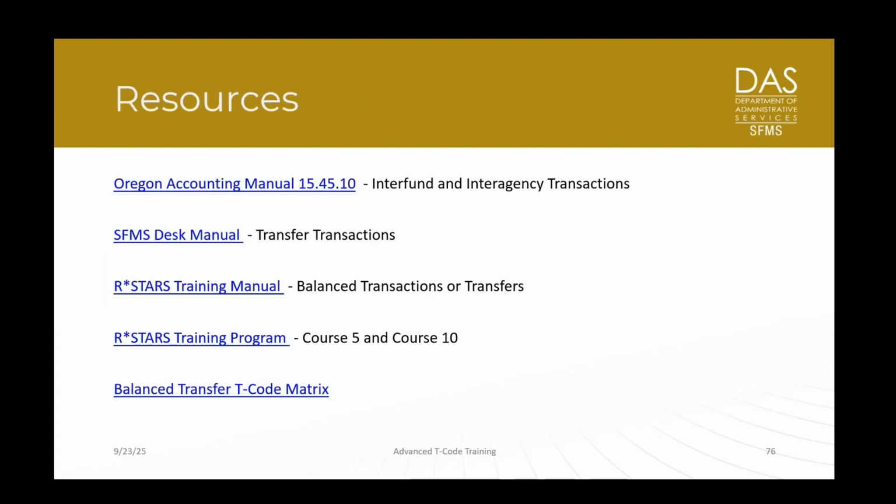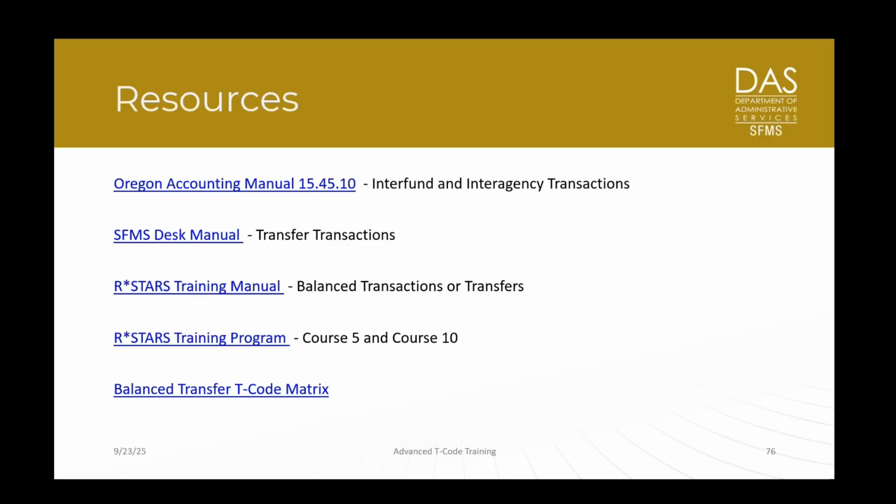And then I wanted to leave you with some more resources specifically about transfer transactions or balance transactions, or as you hear them all the time, BTs. The Oregon Accounting Manual in 154510 goes over interfund and interagency transfers. The SFMS desk manual has a whole section on transfer transactions. The R-Stars training manual has a section on balance transactions or transfers.